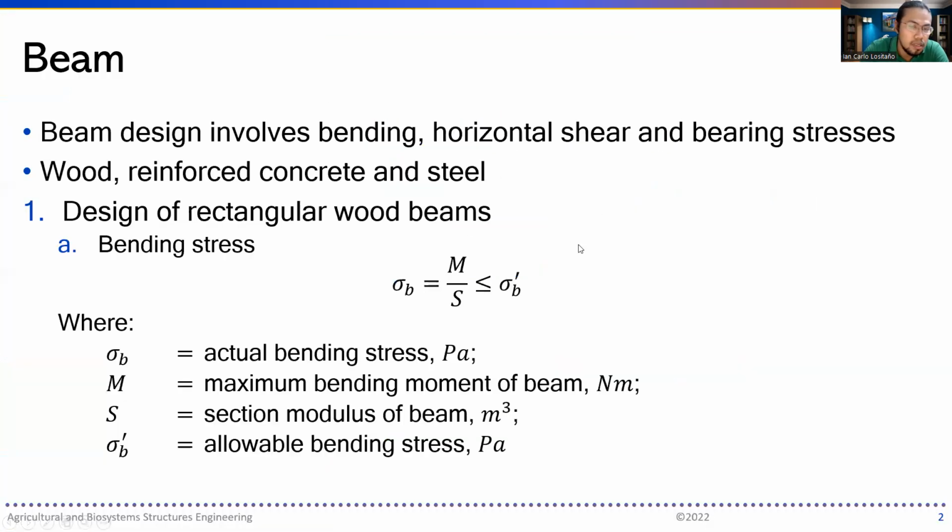And remember the formulae that were used. We have the normal stresses, and then the shear, the bending, and the bearing. Now, beams are involving bending, horizontal shear, and bearing stresses.